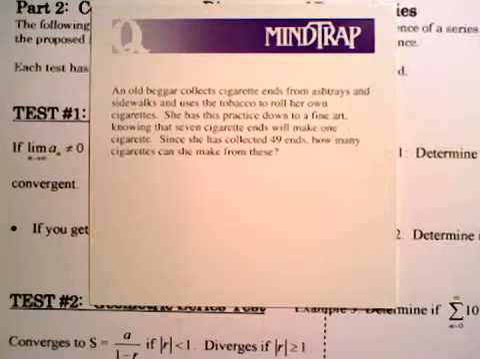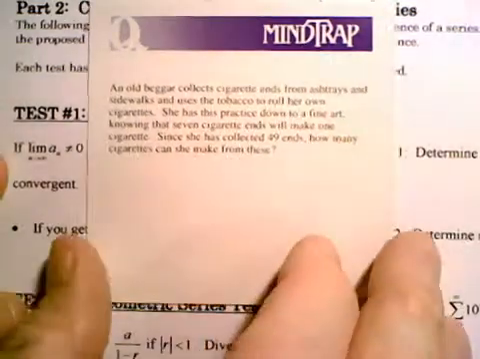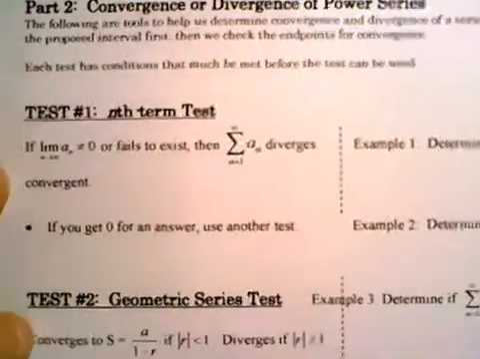An old beggar collects cigarette ends from ashtrays and sidewalks and uses the tobacco to roll her own cigarettes. She has this practice down to a fine art, knowing that 7 cigarette ends will make 1 cigarette. Since she has collected 49 ends, how many cigarettes can she make from these? There you go. Pause that and rewind if you want.